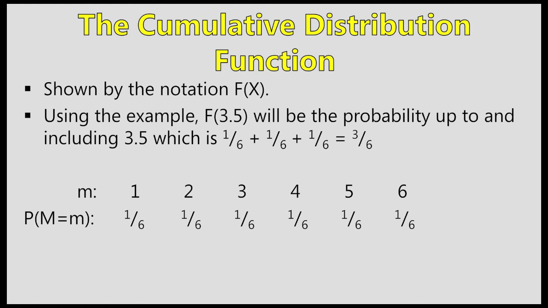Using the example, F of 3.5 will be the probability up to and including 3.5, which is a sixth plus a sixth plus a sixth, equals 3 sixths in this case. So you don't go up to 4, you don't round it up, because it's up to and including, and 4 is not up to, that's over, so you don't do that.